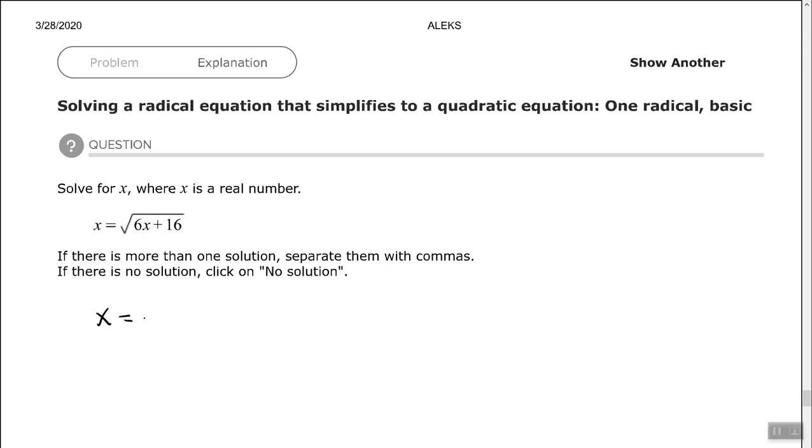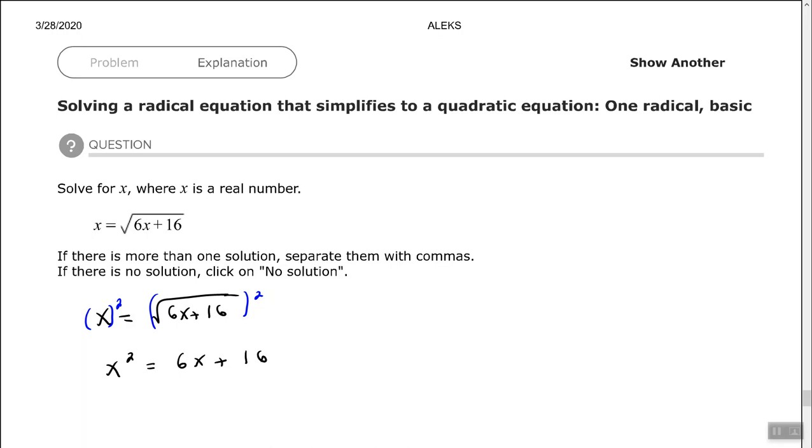So we have x equals the square root of 6x plus 16. The radical is isolated. Now we want to clear the radical by squaring both sides. Okay, so now we have x squared equals 6x plus 16.